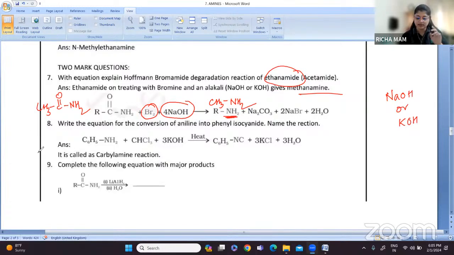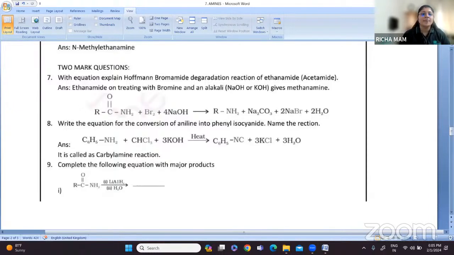See the question properly. If you do not read the question properly, and you have written an answer that is correct in itself, but they have asked you to synthesize aniline and you have written this reaction, is it right? No, it won't be correct. It will be wrong.